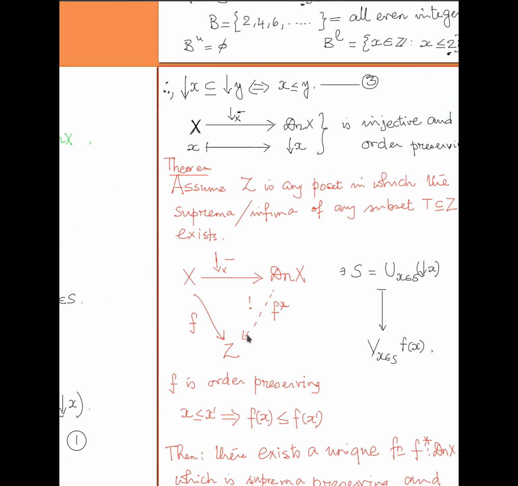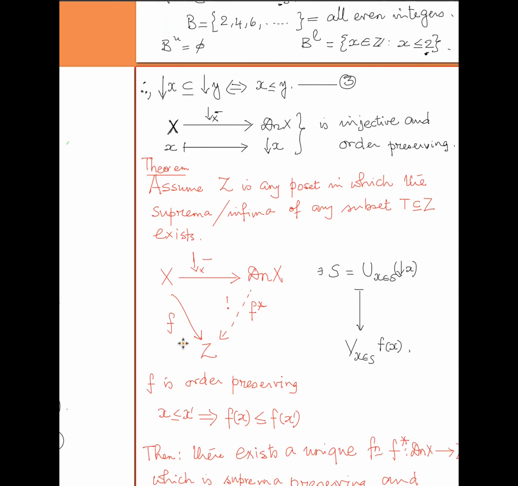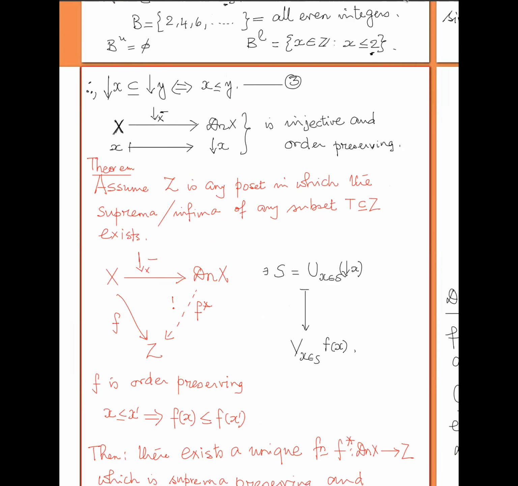And if you have any complete lattice, and if F is order preserving... No, I was a little careless here. It should be sup preserving. And F is only a sup preserving map. So what do I mean by this?